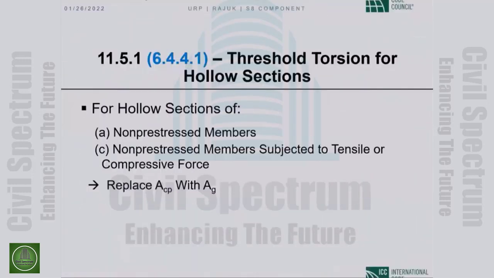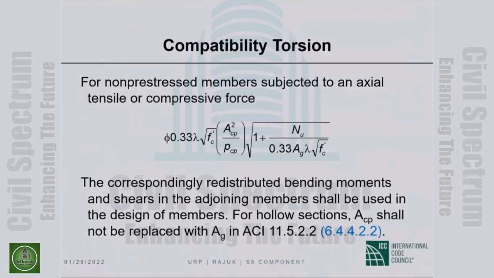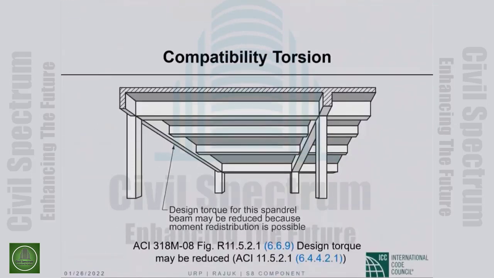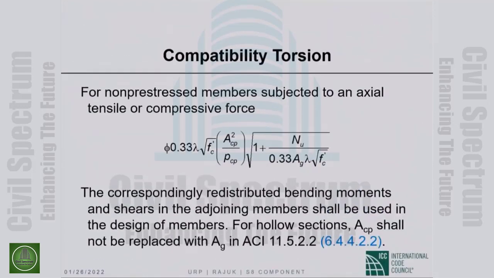But then when we are designing for torsion, we have compatibility torsion. T sub U is the applied torque. We have chosen to design for T sub CR. The remaining torsion becomes additional bending moment in the structural members that are causing the torsion on the spandrel. In that situation, we shall not replace A sub CP with A sub G.